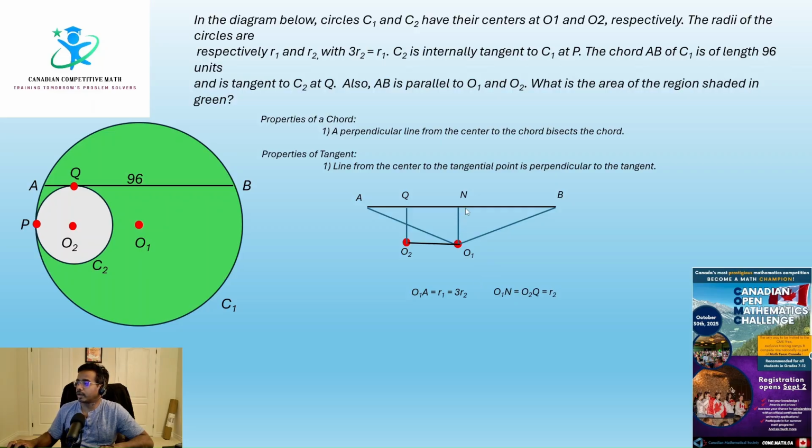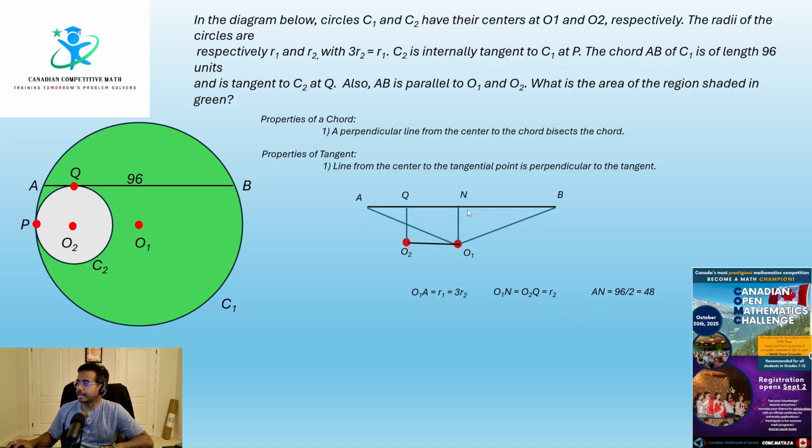O1N is the distance between O1, O2 and AB. This will be equal to O2Q because AB is parallel to O2O1, and both O2Q and O1N are perpendicular to AB. So O1N is equal to O2Q. O2Q is the distance between the center and a point on the circumference of circle C2, which will be equal to R2. We have that.